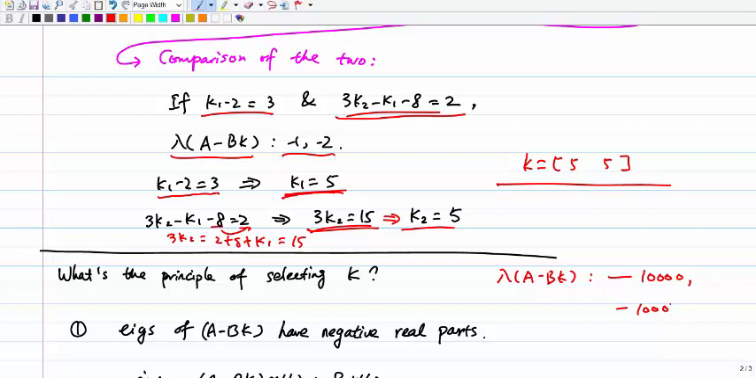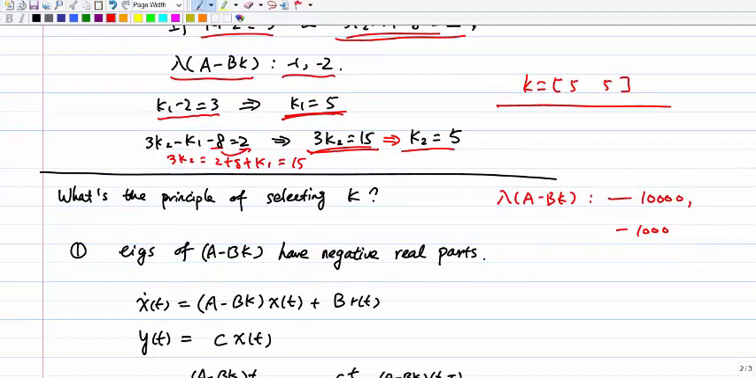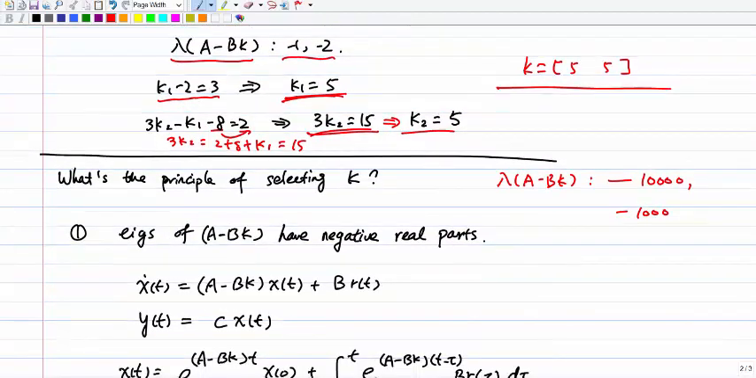Yes, you can assign that. The problem is there are some challenges to do so, right? So there are two general principles for selecting this k. The first one is you normally want to have eigenvalues of A minus BK have negative real parts. You don't want to have positive. You don't want the lambda of A minus BK to be, for example, positive 1.